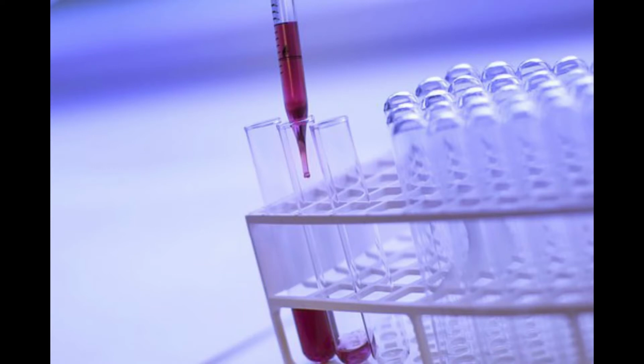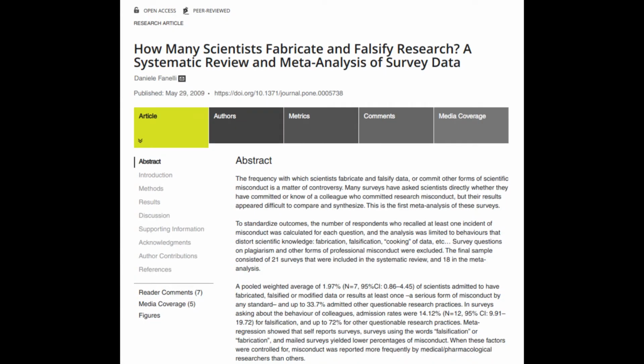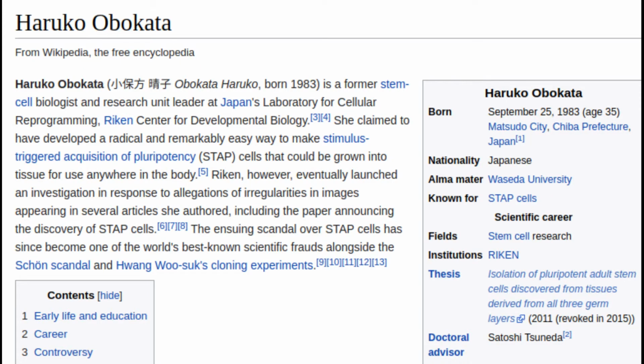Fabrication is, as the name suggests, simply making the numbers, results, or outcomes from nothing. At least one study estimates 2% of researchers fabricate their data. This is a confidence range between 0.86 and 4.45% of researchers. As a case study, we have Haruko Obokata.